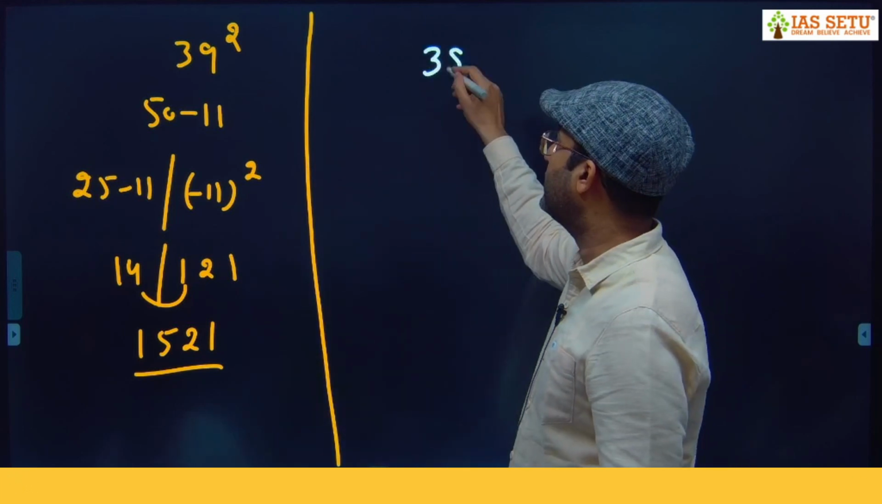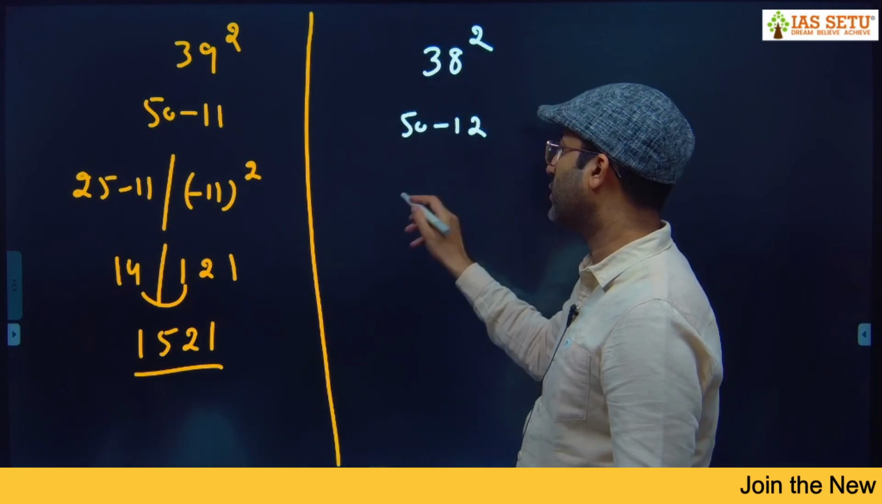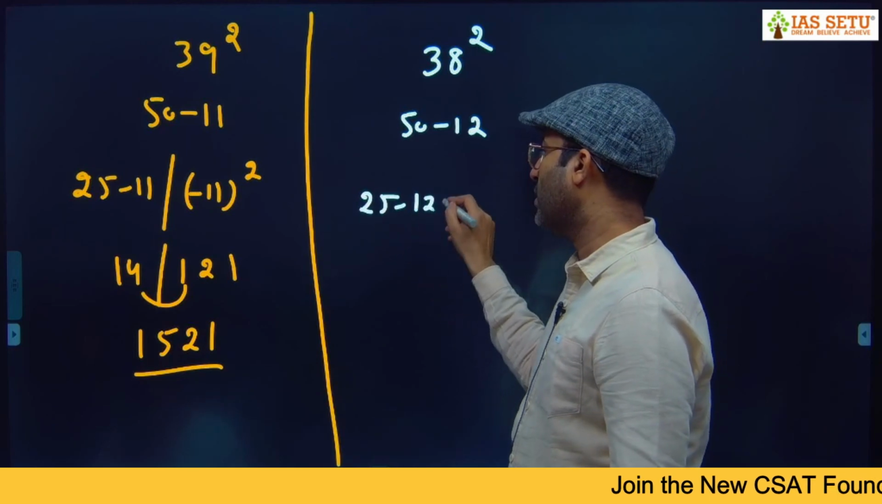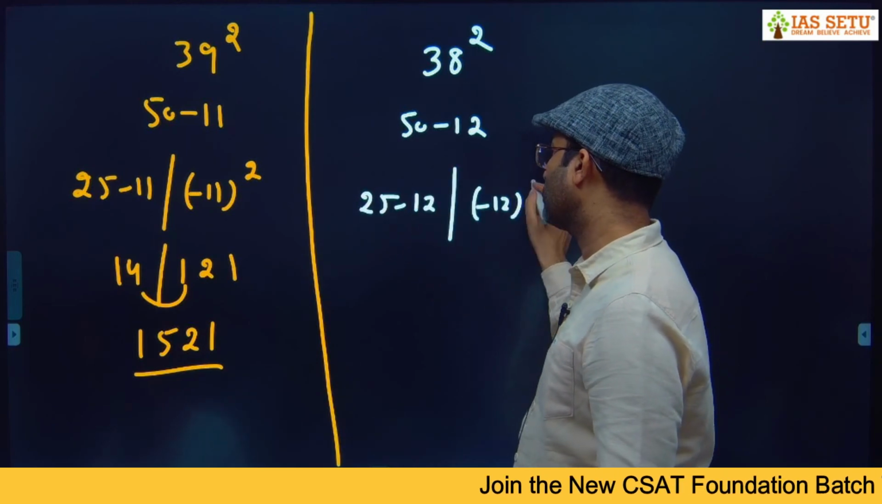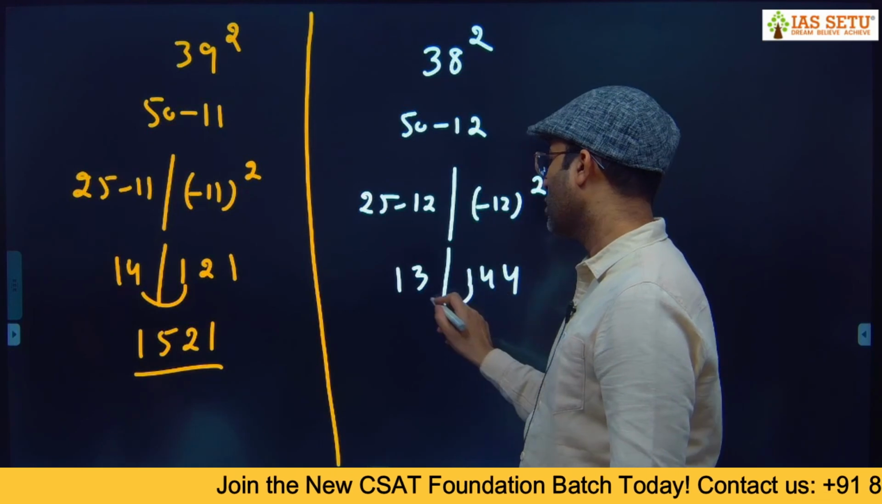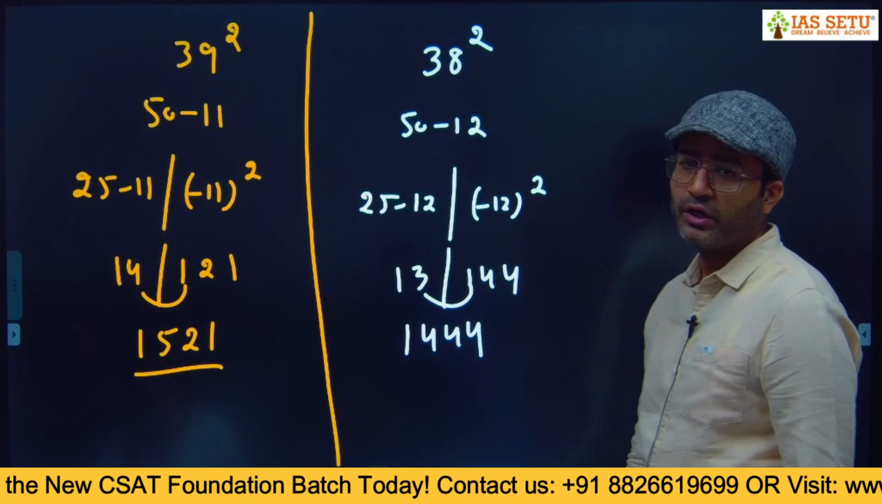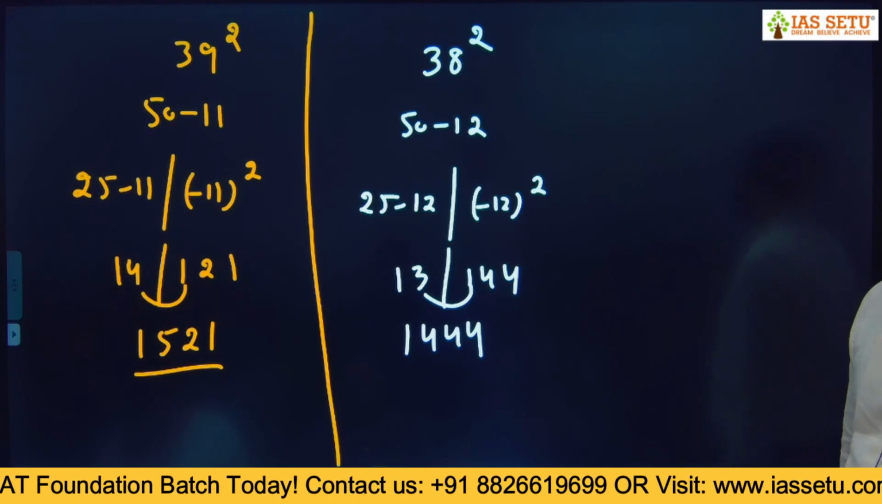Like 38 square. So it is 50 minus 12. 25 minus 12, minus 12 square. So it is 13, 144, 1 carry forward, 1444.